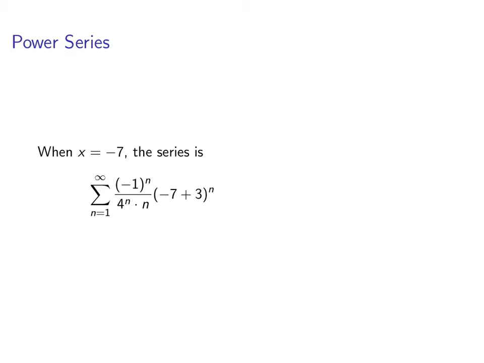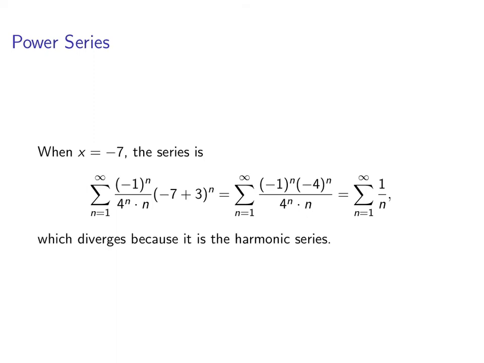All right, so let's see what happens at x equals negative 7. Our series looks like this when we plug in the negative 7. And so now we're going to get the sum of (-1)^n times (-4)^n all over 4^n times n. And most everything cancels here. Like all of this, that's just 1. So we're just left with the sum of 1 over n. And does that series converge or diverge? Remember that that's the harmonic series. We proved directly that it diverges. If you wanted to, you could also say it's a p series with p equals 1.